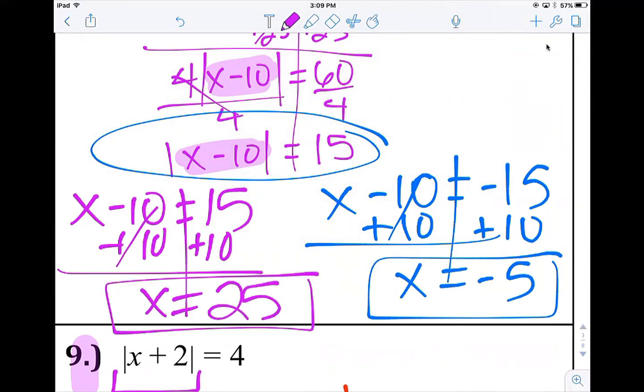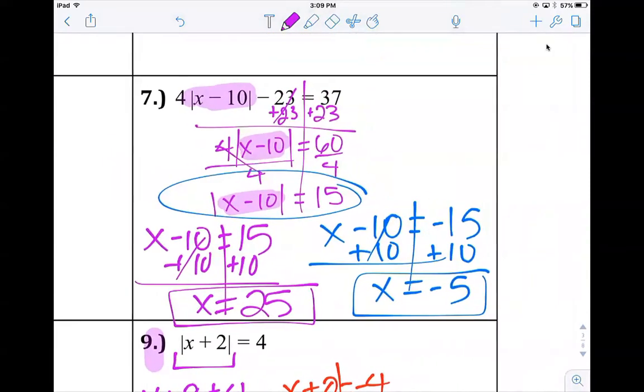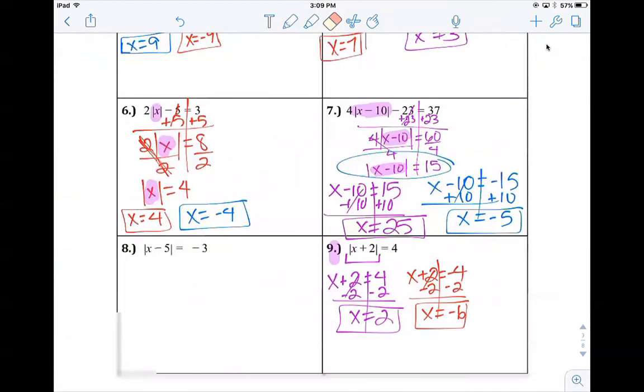And then again, you could check by plugging it back into the original or the condensed form and make sure that, when everything is said and done, it equals 37. Again, not taking this part and splitting it into two parts. We got to get that absolute value isolated before we break it apart.